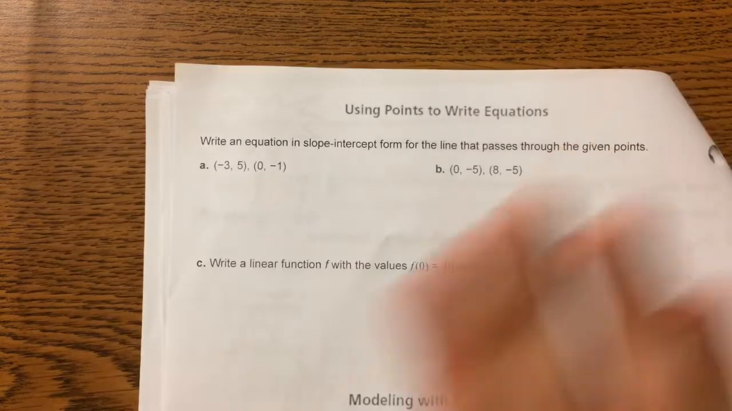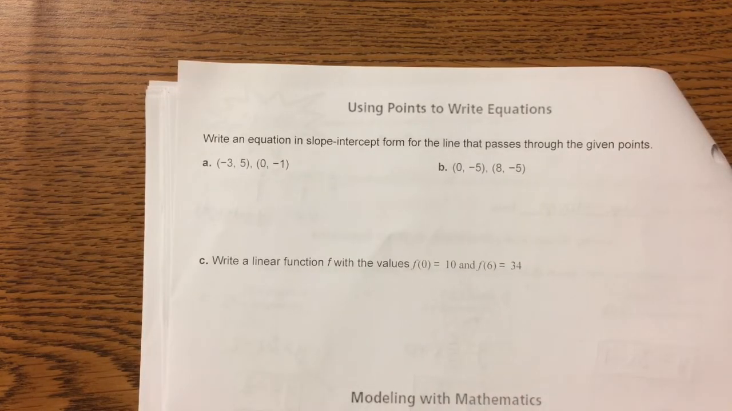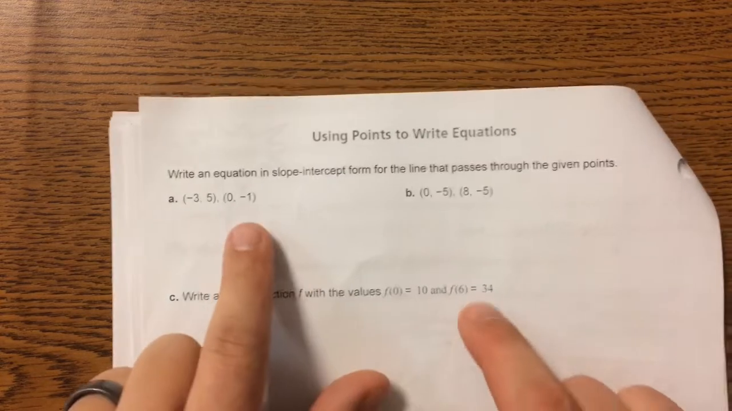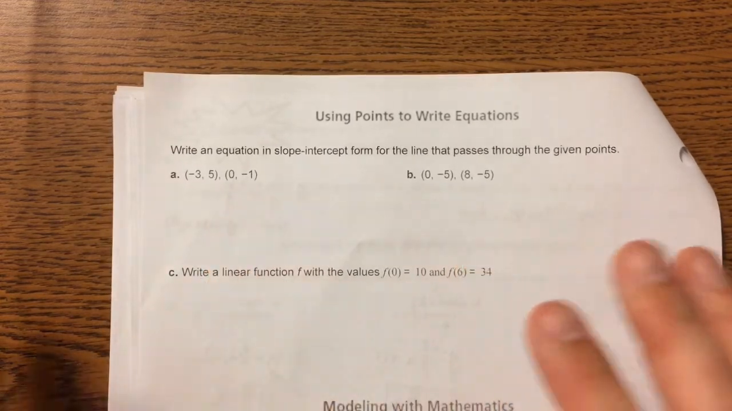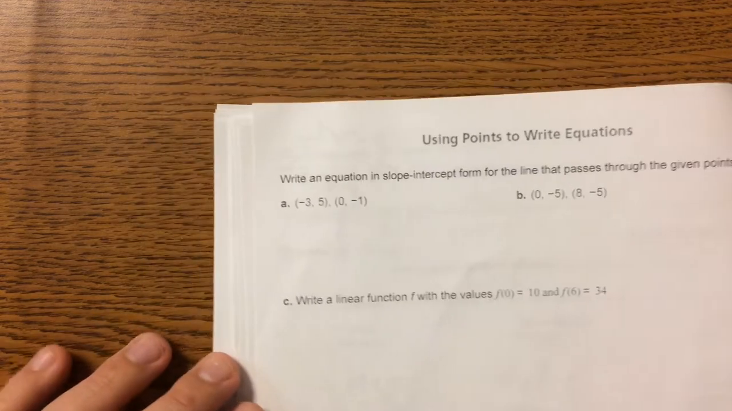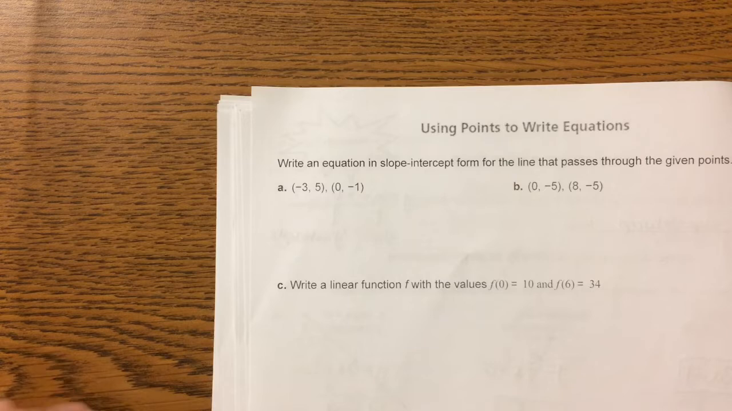All right, so let's say instead of a graph, you're just given 2 points that are on the line, and you're trying to find the equation. Now, for now, these are going to be set up in a way where one of the points is going to be the y-intercept. So it makes finding that y-intercept pretty easy.